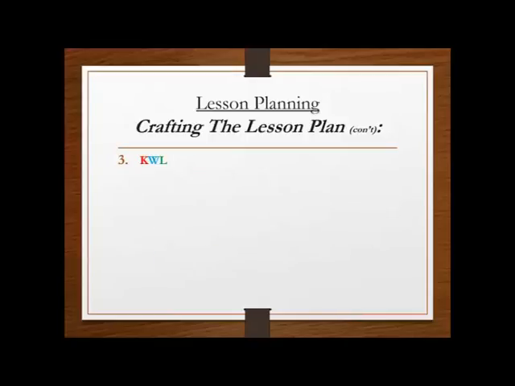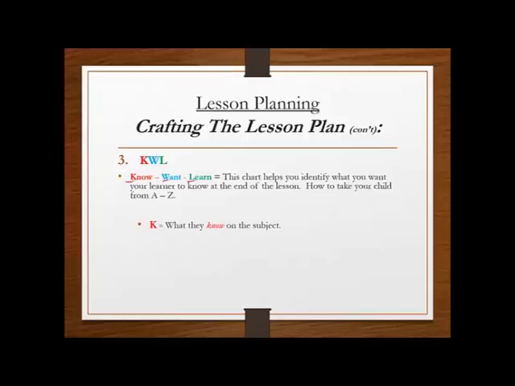All right, now we're at a KWL chart. A KWL is specifically what they know, what they want to know, and what they've learned. Basically, this is a chart that helps identify what you want them to know at the end of the lesson and how you're going to take them from A to Z. The K stands for, of course, what they know on the subject. In our weapons study class, that would have been that we knew they all loved modern weapons. And this class was full of samurai warrior lovers. They also had a basic continental geography understanding.